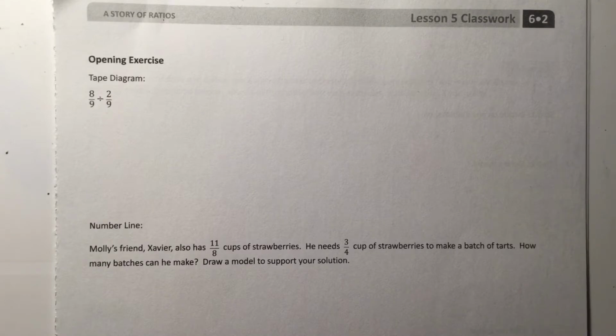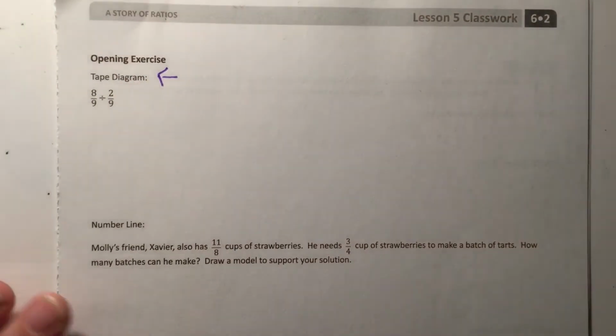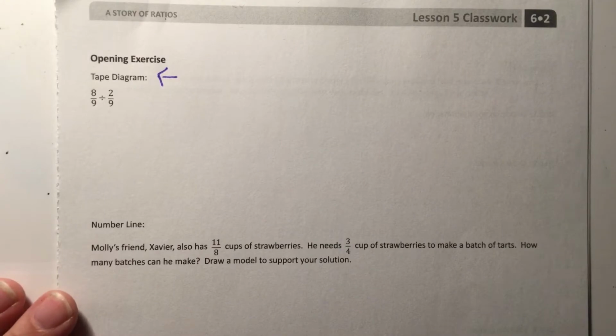So let's get started. So they're first telling us that they want us to do, this is the opening exercise, so this is the very beginning, this is review, something we've already done, okay? So we have 8/9 divided by 2/9, and they would like us to use a tape diagram. So that is our method of choice for this particular one. So we will draw our tape diagram.